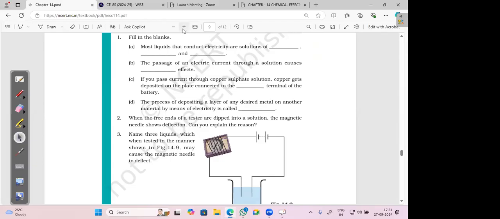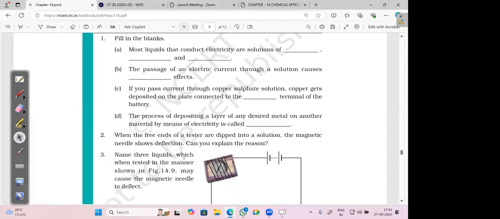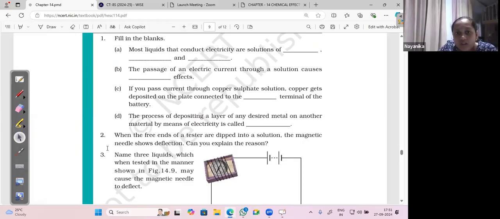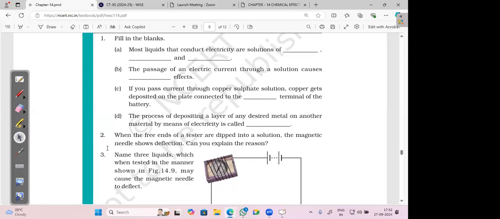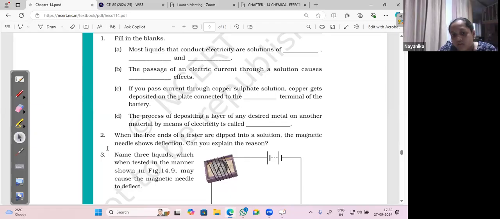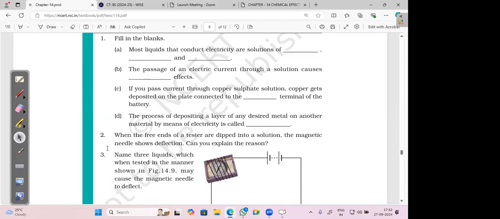Then, when the free ends of a tester are dipped into a solution, the magnetic needle shows deflection. Can you explain the reason? Current flow. Deflection in magnet. Because it is a good conductor of electricity. That is good, but still explain the complete detail. Why is it showing the deflection?